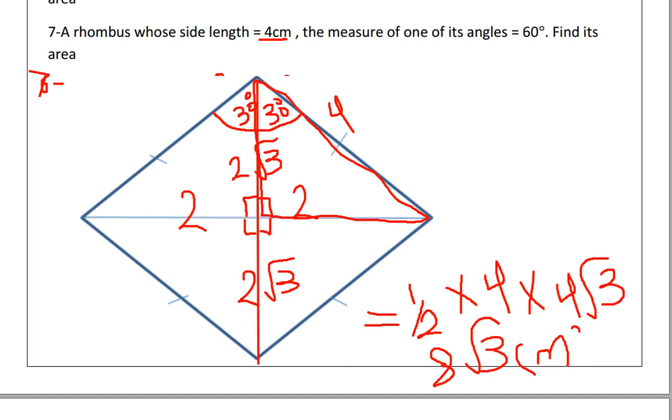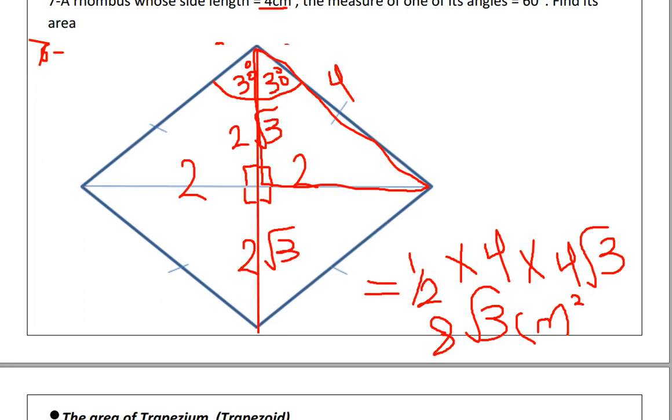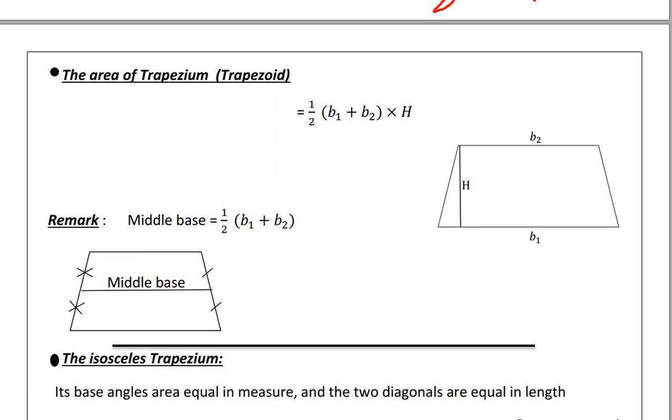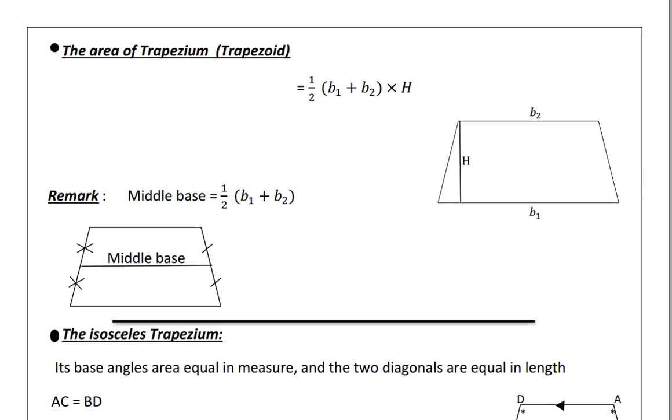Okay, is it clear? Okay, so let's go to the next page. The next page is talking about the area of the trapezium or trapezoid. As you see here, this is the trapezoid or the trapezium. To get the area of it, we multiply the middle base by height.